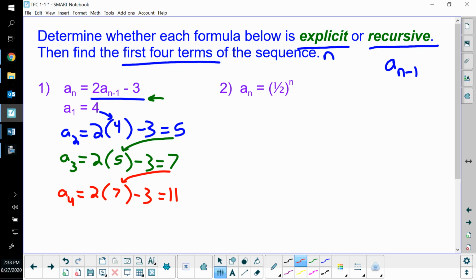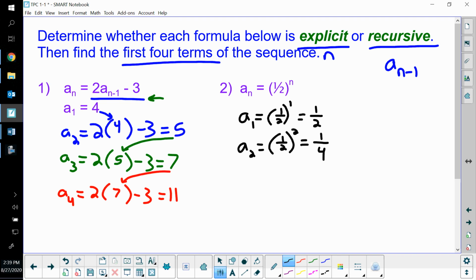That's how you would do any recursive formula. You're just filling in the previous term, and all that will change is what the a sub 1 is and what that formula is that you're subbing into. Now in an explicit formula, you just directly sub in for n the term you're finding. So if we want a sub 1, we're going to take that 1/2 and just sub in 1 for n. Anything to the first is itself. For a sub 2, we would sub 2 in for n, and this squares both of them. 1 squared is 1, 2 squared is 4, so we get 1/4.